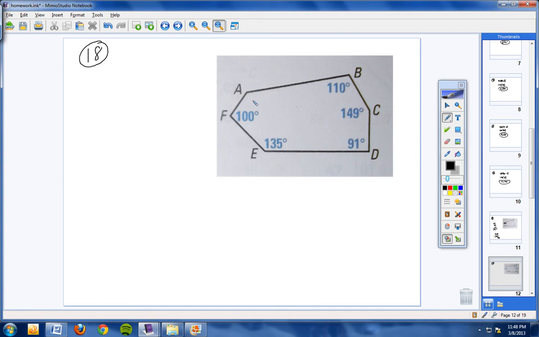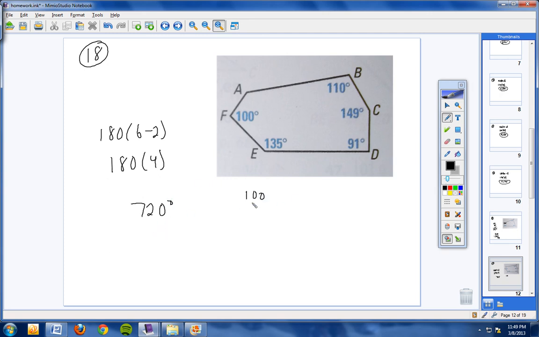How many sides do we have? 1, 2, 3, 4, 5, 6. We have 6 sides. So I wonder what the sum of all these angles should be. Let's see, 6 minus 2, 180 times 4 should be 720 degrees. So when I add up all these interior angles, I should get 720.